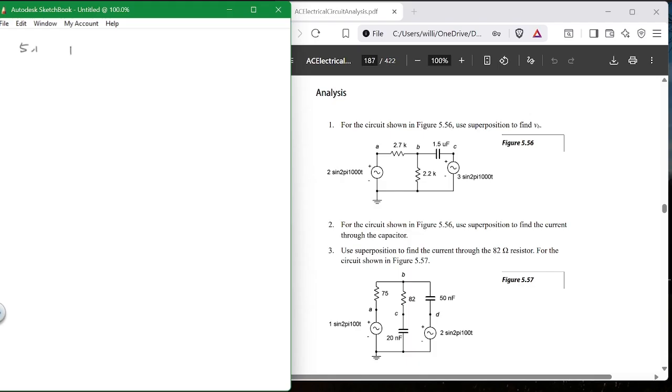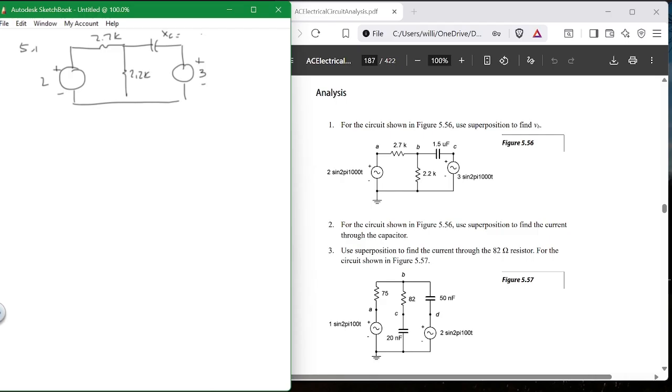So this is 5.1, and here we have a source with a value of 2, plus to minus, and up here is a 2.7K resistor, and down here is a 2.2K resistor. This looks exactly like most resistive circuit examples, except that now we've got a capacitor, and we've got AC instead of DC. Everything's in peak, and they're the same frequency. So that gives us some comfort level. But we've got to find the X sub C up here, right?